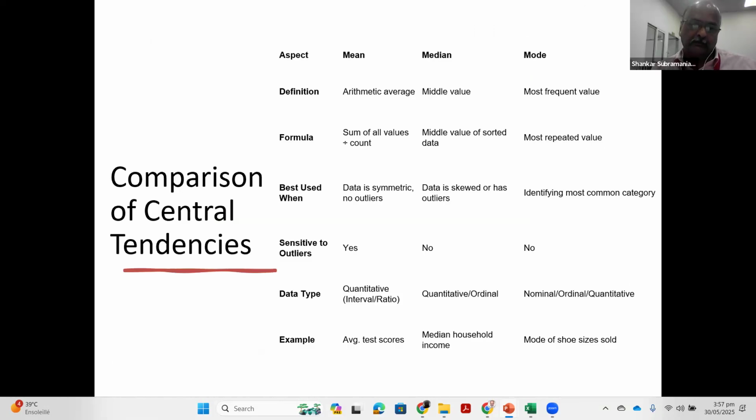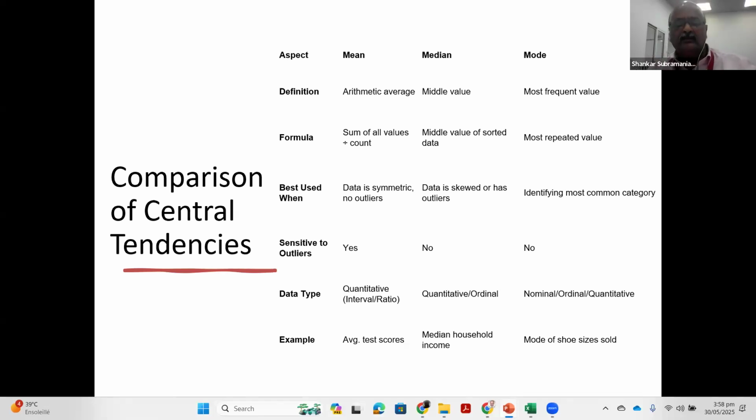So that's when you look at the frequencies or use a bar chart, so the most common value can show up like this. Okay. So next is the comparison of the central tendencies. The mean is the arithmetic average, the median is the middle value, and the mode is the most frequent value. The formula for the mean is the sum of all the values divided by the count. The median is the middle value of sorted data. The mode is the most repeated value. So when to use each: when data is symmetric with no outliers, you go for the mean.